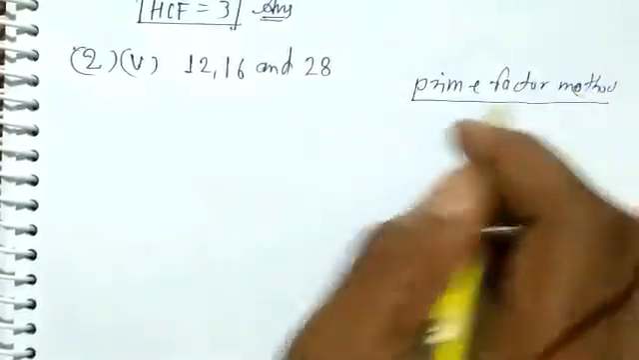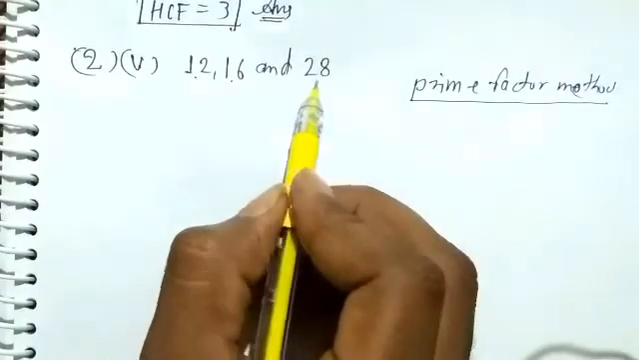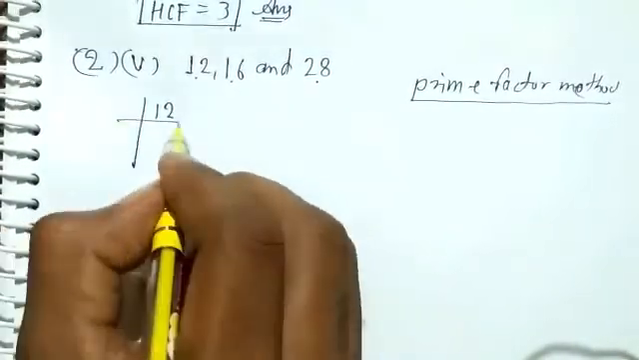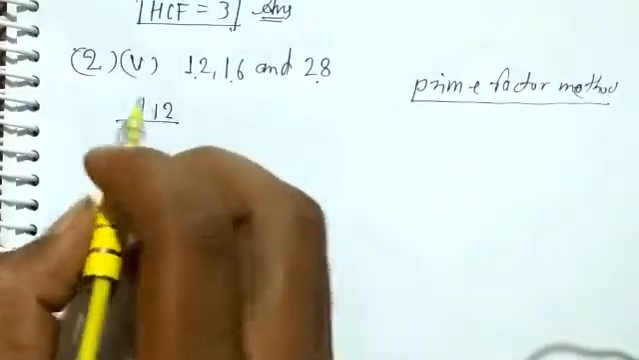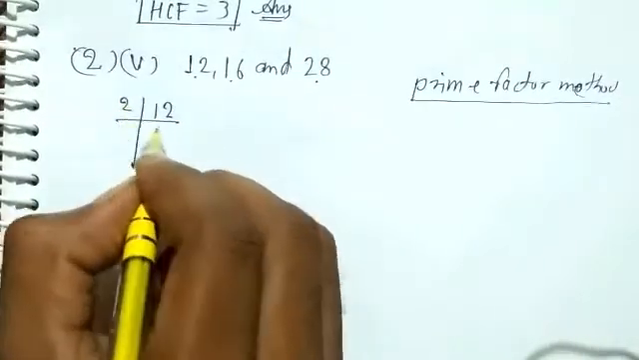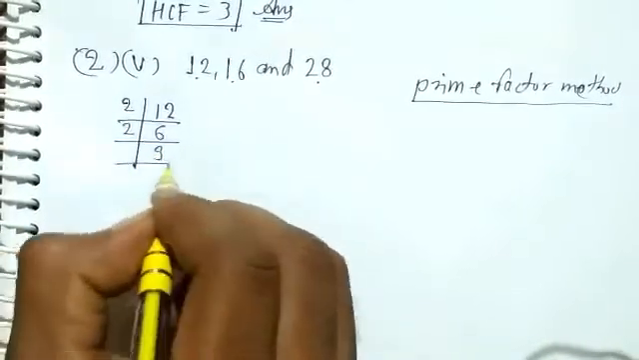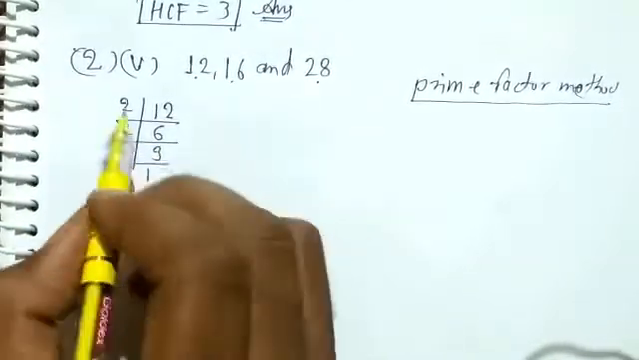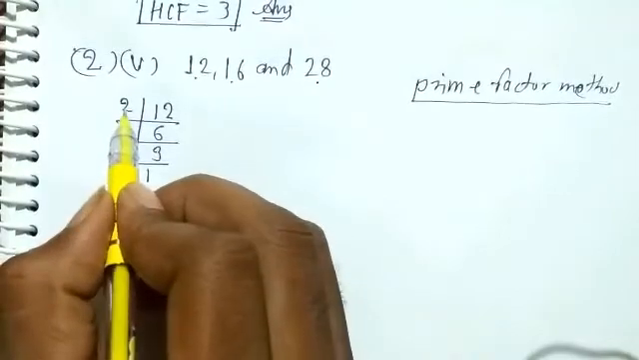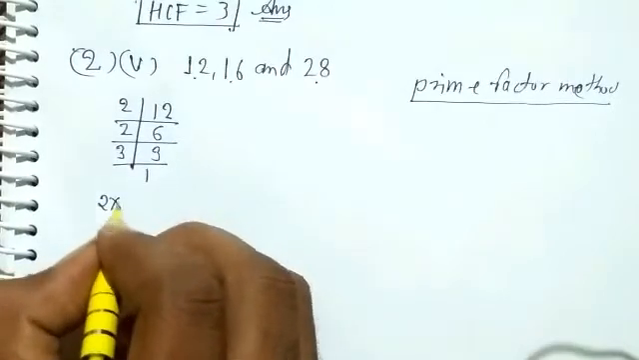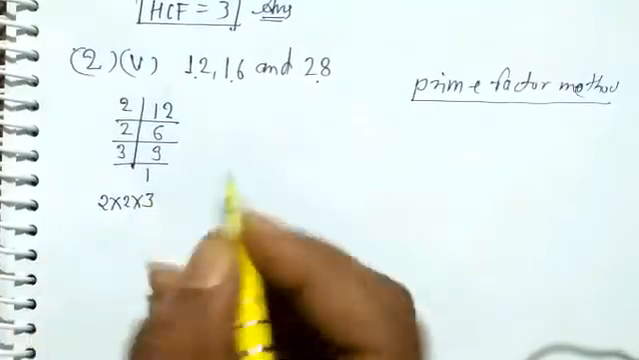So find out the prime factors of all these numbers. First of all, we will find out the prime factors of 12. This is the proper method to find the prime factors. Divide by 2, 2 sixes are 12, again divide by 2, 2 threes are 6, and divide by 3. So its prime factors are 2, 2, 3. You can also write 2 into 2 into 3.